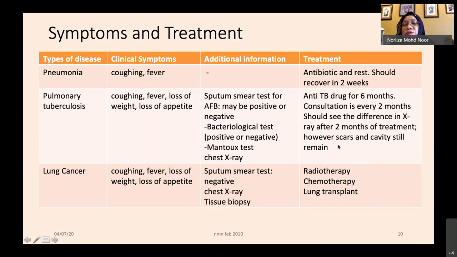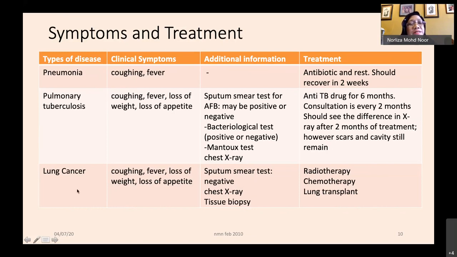Right, so normally, even though you can be cured, in the chest X-ray you still have scars and cavities. Right, so these remain there, because it's non-reversible. The membrane will be hardened, things like that, so it's non-reversible.